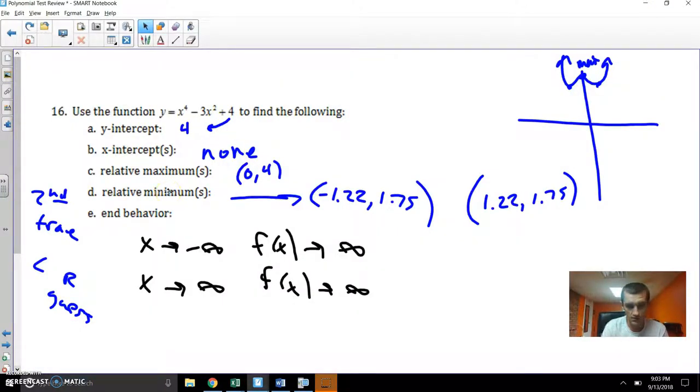In behavior, since this one's facing up in both cases, we did as x goes to negative infinity, f of x goes to positive infinity, and then as x goes to positive infinity, f of x goes to positive infinity. That basically just means it's going up on both sides.